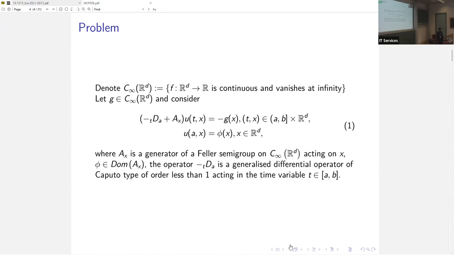Denote by C-infinity of R^d the continuous functions that vanish at infinity. Now let G be such a function, and we consider this FDE. Here, A_X is the generator of a Feller semigroup acting on X, and the operator D is a generalized differential operator of Caputo type of order less than 1, acting on the time variable t.